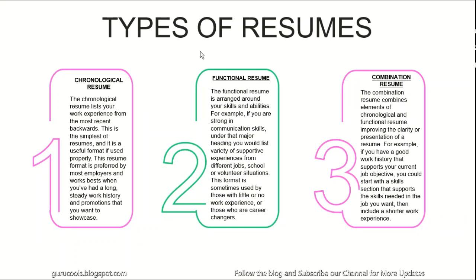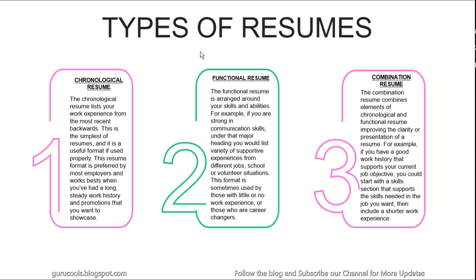So what are the types of resumes? There are 3 types of resumes. One is chronological resume, another is functional resume, and third is combination resume. A chronological resume means a resume which starts from experience. If you want the resume to be in a chronological way, then first start the resume with your experience. Whatever experiences you have, mention them there. Then later the other things.